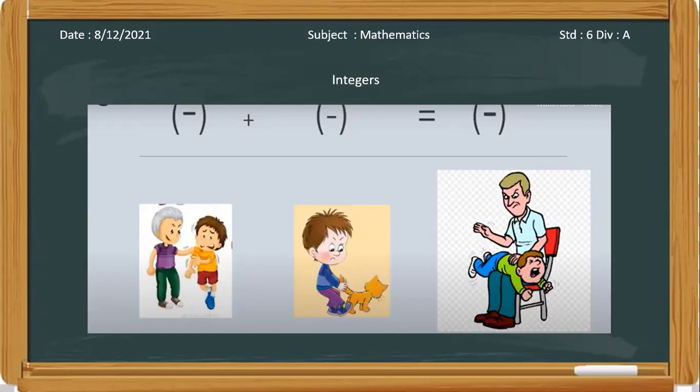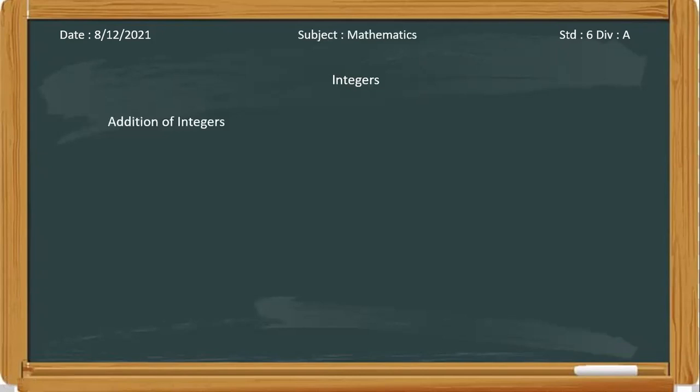Any doubt? No, ma'am. So that was about addition of integers with same sign. Now if we want to add two numbers with different signs, that means if one number has a negative sign and the other has a positive sign, then how are we going to add? So now we will see. If we want to add a positive number to a negative number, and the second one, if we want to add a negative number to a positive number, what is going to come? Now we are going to show.